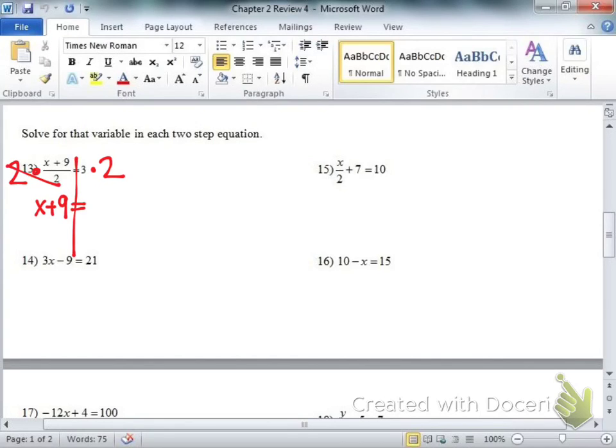So you have a 3 times a 2, that's a 6. Now it's just like a one-stepper, so you subtract 9, we get x equals negative 3. Questions on number 4? No, what was that? Number 13.